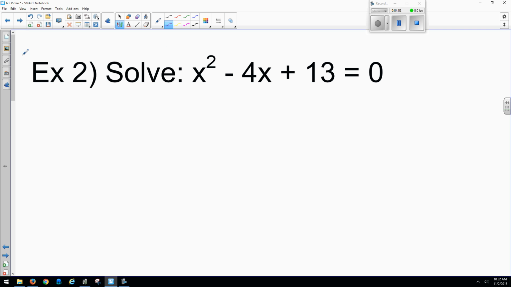So here's number 2. This should be in red because guess what? You are going to try this one. Good luck. We'll talk about this tomorrow.